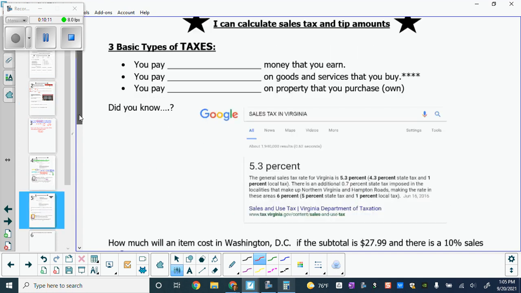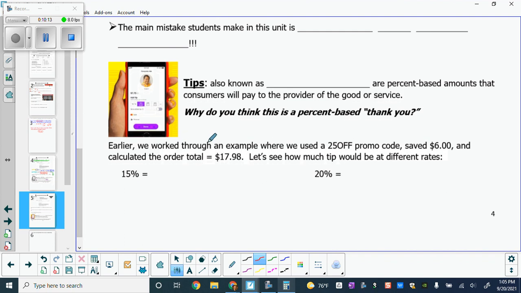So down here, earlier we worked through an example where we did the 25% off and we saved $6 and the pizza cost $17.98. That's the thing I just showed y'all. So now let's see how much the tip would be at different rates. So let's say you only want to leave a 15% tip to the delivery driver. You've got your 25% off, you save $6, you like that, and then now the pizza only costs $17.98.